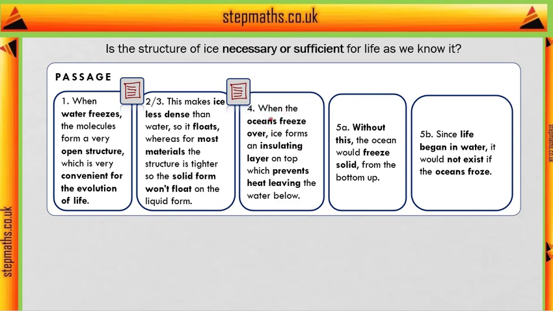Then it says, when the oceans freeze over, ice forms an insulating layer on the top, and that prevents heat leaving the water below. And without this insulating layer, the ocean would freeze solid from the bottom up. And then it connects it to life, so it says, since life began in water, it wouldn't exist if the oceans froze.